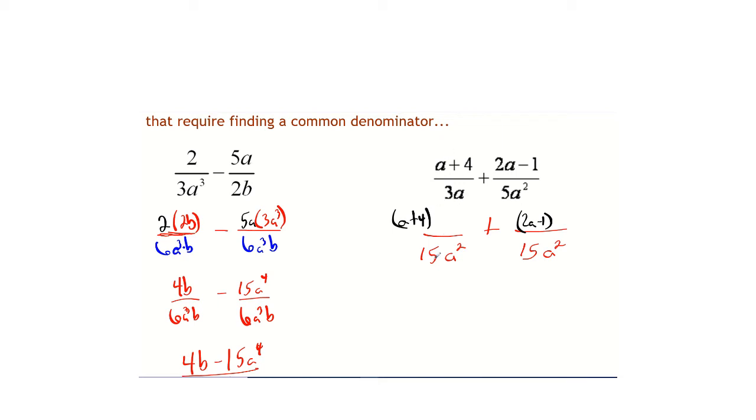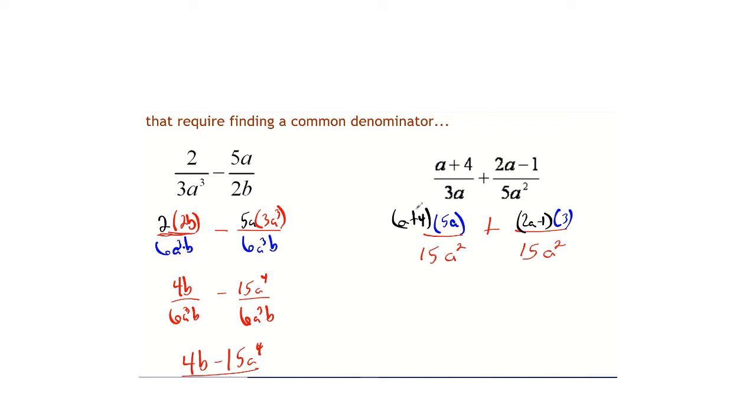Okay, so 3a, I want it to become 15a squared. I'm going to have to multiply by 5a. 5a times 3a would give me my 15a squared. 5a squared, I want it to become 15a squared. I'm just going to have to multiply it by 3. 3 times 5a squared would give me that. And remember, whatever you multiply the denominator by to make that, you have to multiply the numerator by the same thing.